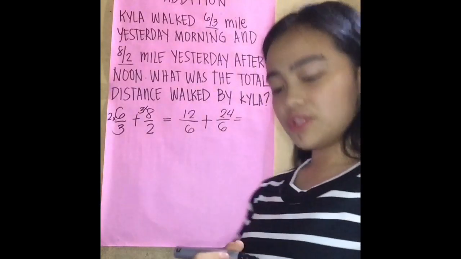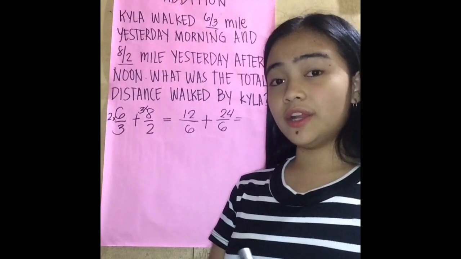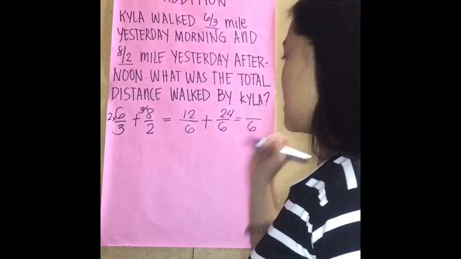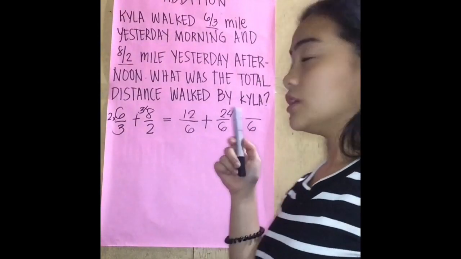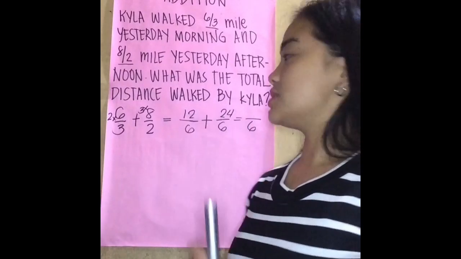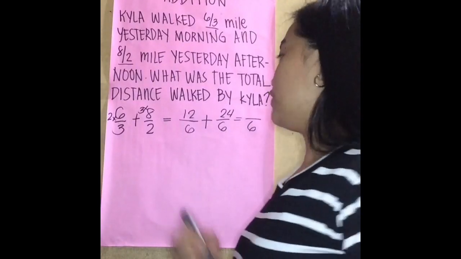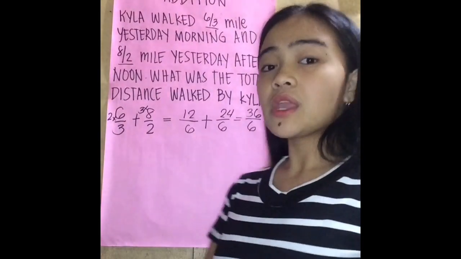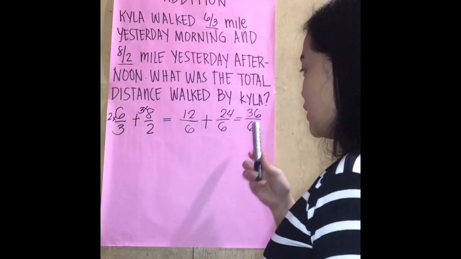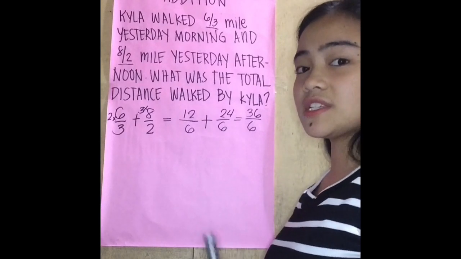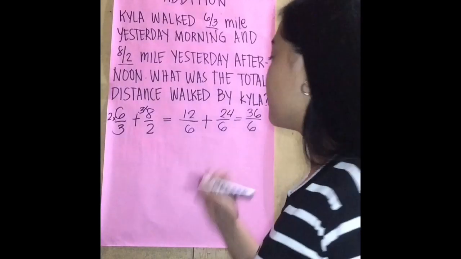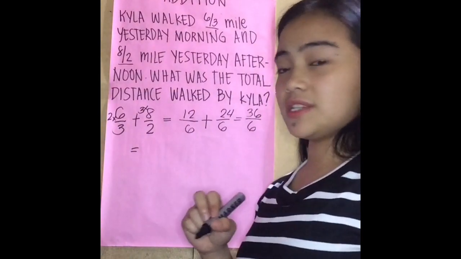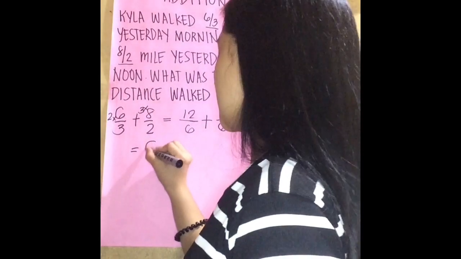If you see the denominators are the same, you need to copy the denominator, 6. Then the numerators you will add: 12 plus 24 is 36. So, when you see 36 over 6, you need to reduce it to lowest terms. So, the answer is 36 divided by 6 is equal to 6.